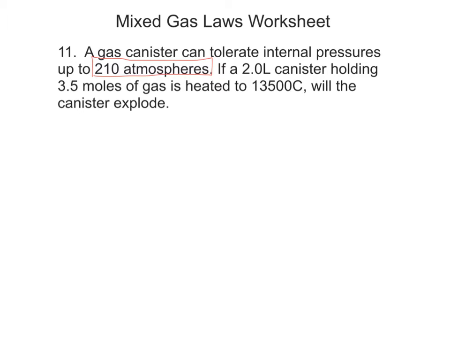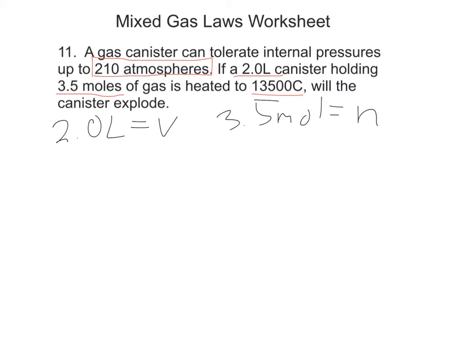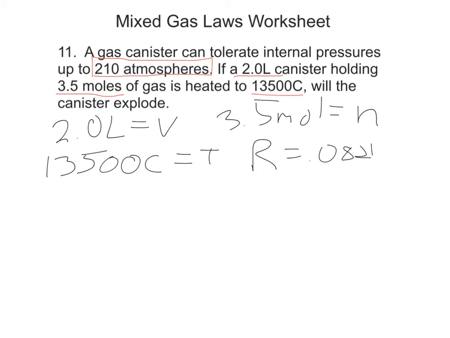So I'm going to write down a few givens here, and I'll underline them so you can see. I look and I see 2 liters, and I see 3.5 moles, and I see 13,500 Celsius. So I'm going to put those down here. The 2 liters, I know that to be a volume. The 3.5 moles, I know that to be n, for number of moles. The 13,500 Celsius, I know that to be a temperature. And I'm also going to need R, because the ideal gas equation has a constant in it that is 0.0821 liter atmospheres divided by Kelvin moles.